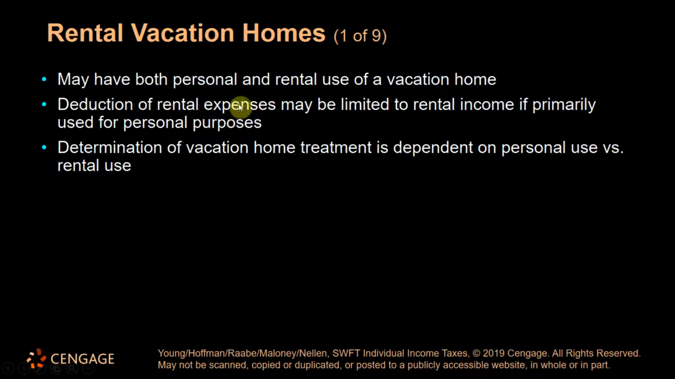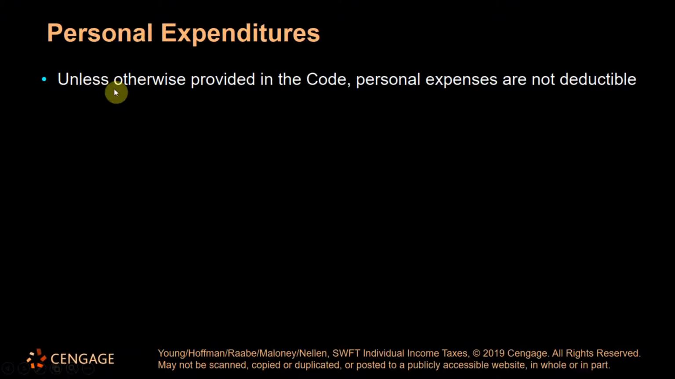So the rules to determine whether or not the income is treated as vacation rental income or as personal use income are really important. And so I'll run through an example of how to calculate rental vacation homes in a brief video. And finally, personal expenditures pursuant to the tax code are not deductible. In the next video, I'll be going through a demonstration of how to apportion rental income when the property is used for dual purposes, that is, rental and personal use. I'll also be going through a brief explanation of the hobby loss and gain rules.